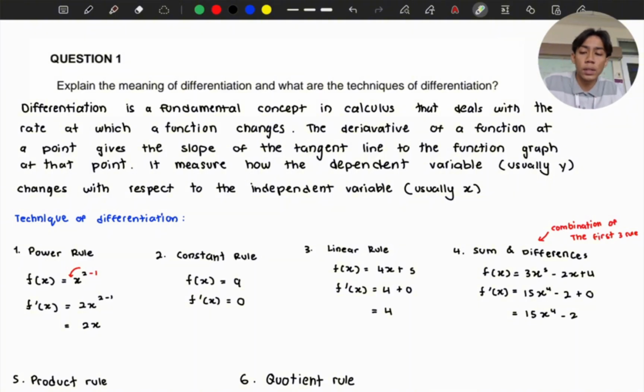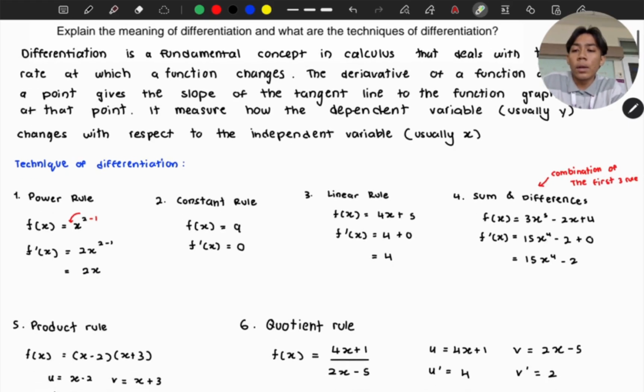Next, techniques of differentiation. First is the power rule. Power rule is the power of the number moves to the front and minus 1. Constant rule, the number just turns to 0. Linear rule is actually the same. Sum and difference is the combination of the first three rules, which are power rule, constant rule, and linear rule.